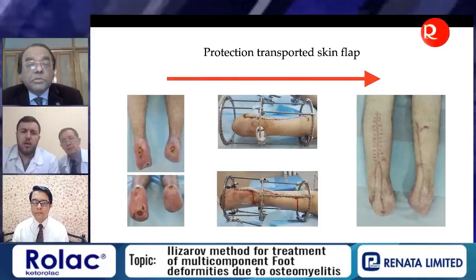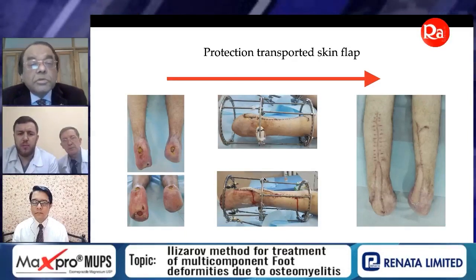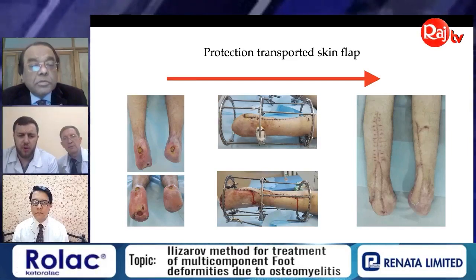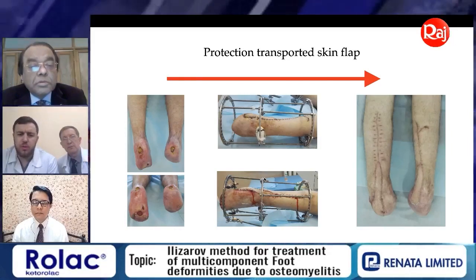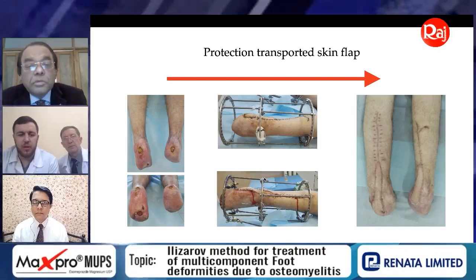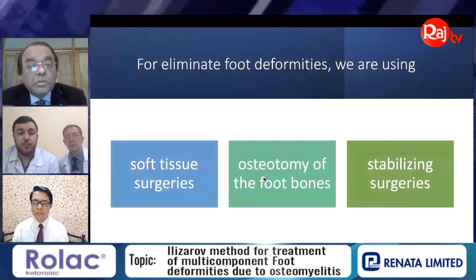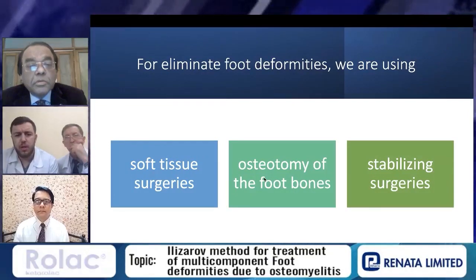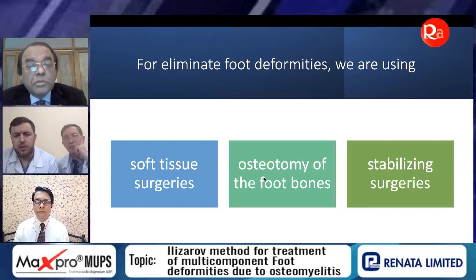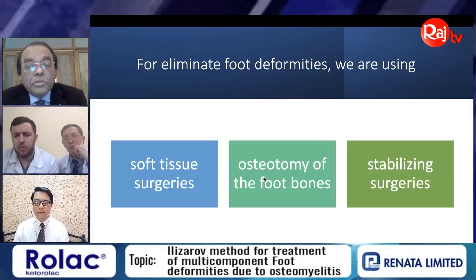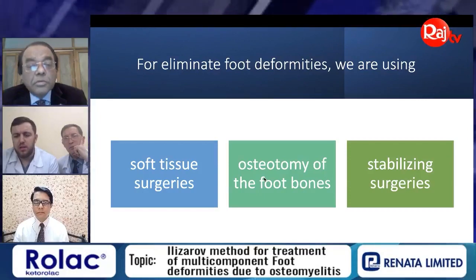So, protection of the skin flap, a simple skin grafting method for closure of wounds on the plantar surface of the foot. And to eliminate foot deformities, we are using soft tissue surgeries, osteotomy of the foot bones, and stabilizing surgeries.